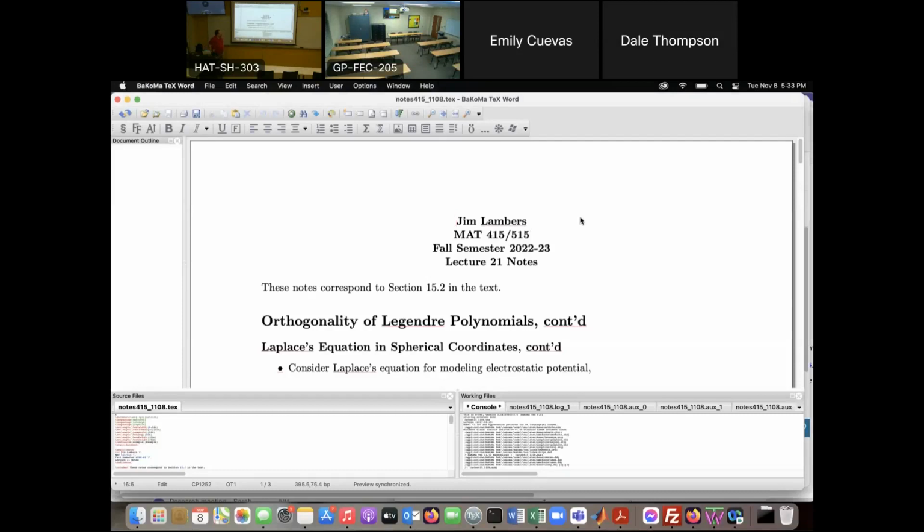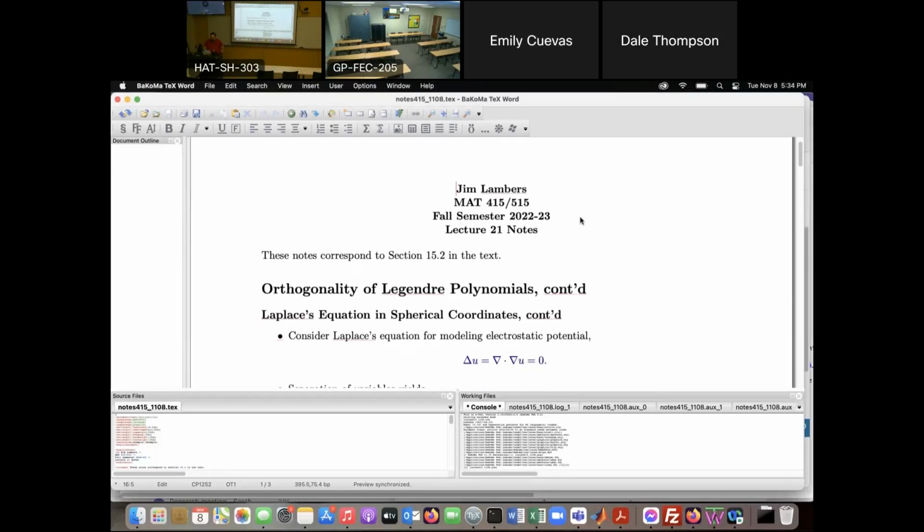Only a few sections to go as we get all the way up to 15.5, and that'll do it. So what I started last time, same section 15.2, after seeing how Legendre polynomials are orthogonal, I started an example where we had a Laplace equation, potential, and I started the process of solving it using separation of variables after converting to spherical coordinates.